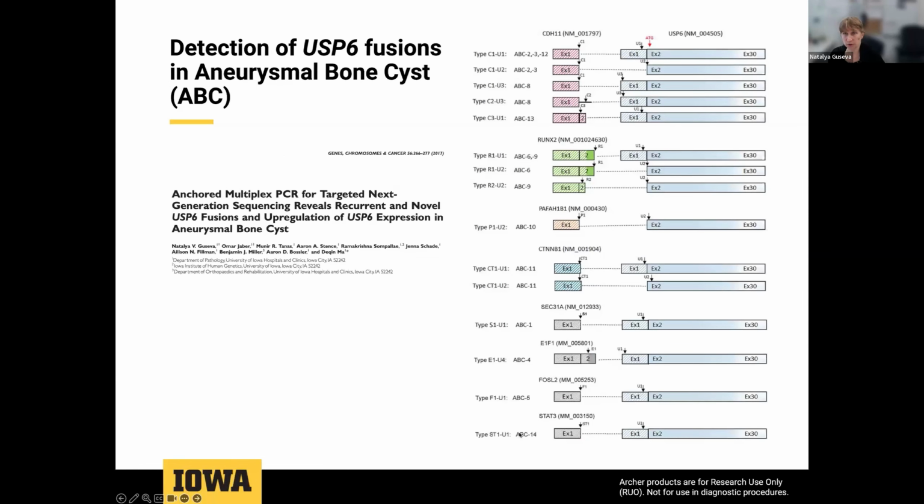Another publication was in the journal Genes, Chromosomes and Cancer, and it was detection of USP6 fusions in aneurysmal bone cysts. USP6 is a recurrent translocation primarily in aneurysmal bone cysts. In our analysis, we detected the common CDH11-USP6 fusion, but we also found 7 novel fusion partners. All novel partners we confirmed by RT-PCR and Sanger sequencing, as I described before. So it was quite exciting that we could find so many novel fusions in this study.